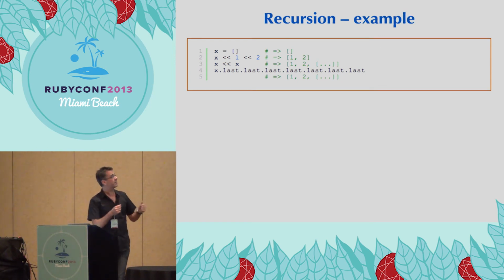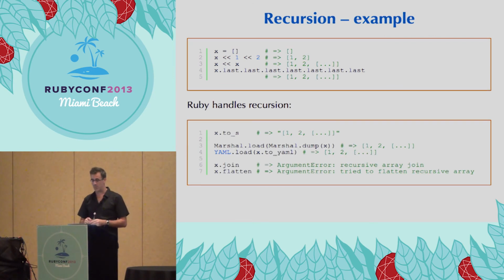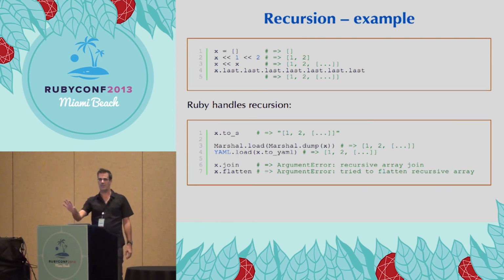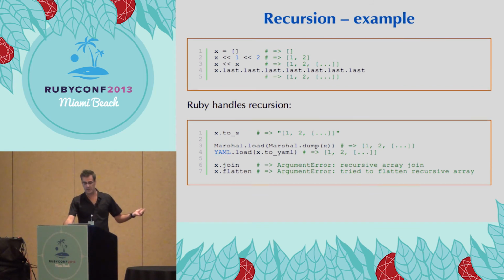I'm adding x to x, and I can go on asking for the last element, last element, last element, last element, and I can go on forever, and I'm still going to get x. And Ruby is actually really good at handling recursion. If you ask for a string representation, I don't know if you've ever seen the little three dots saying, I'm not going to go there because otherwise I'm just never going to finish. And you can actually serialize recursive structures both with Marshal and YAML.